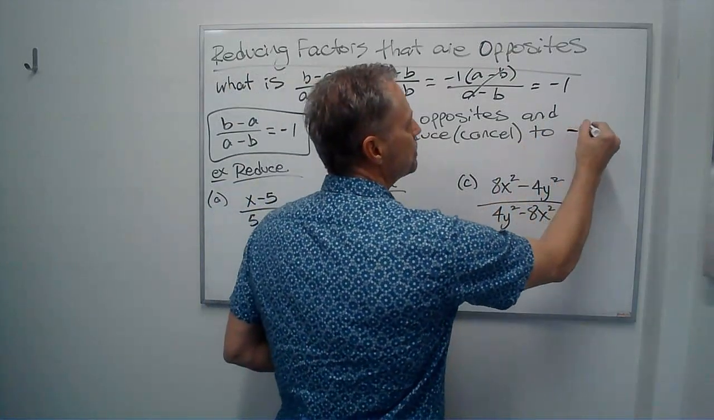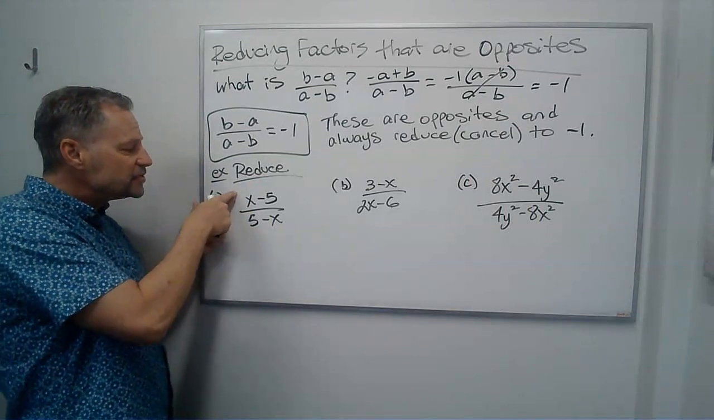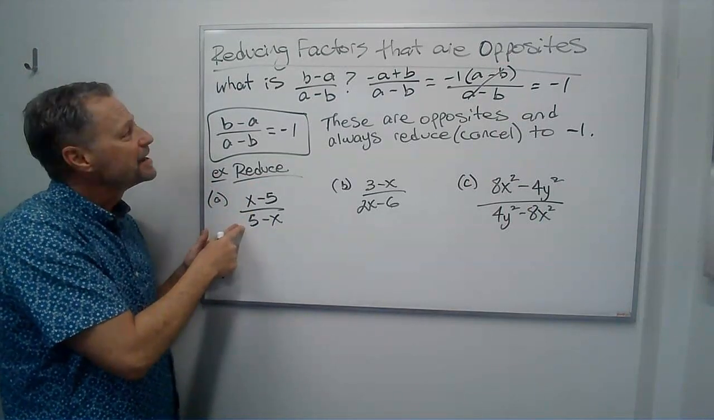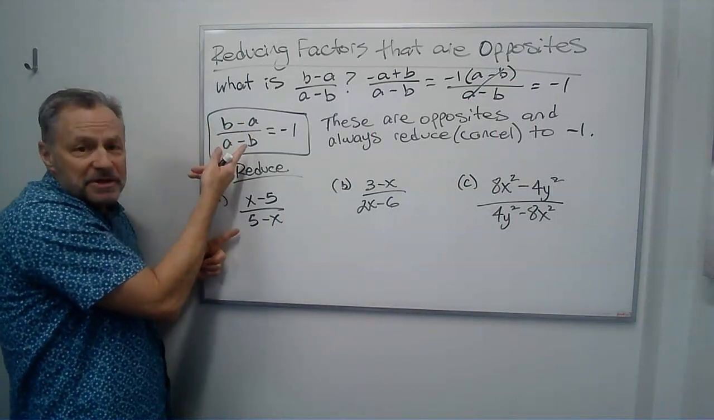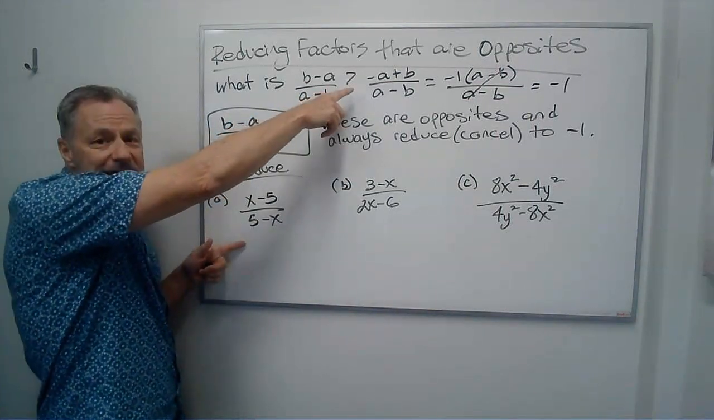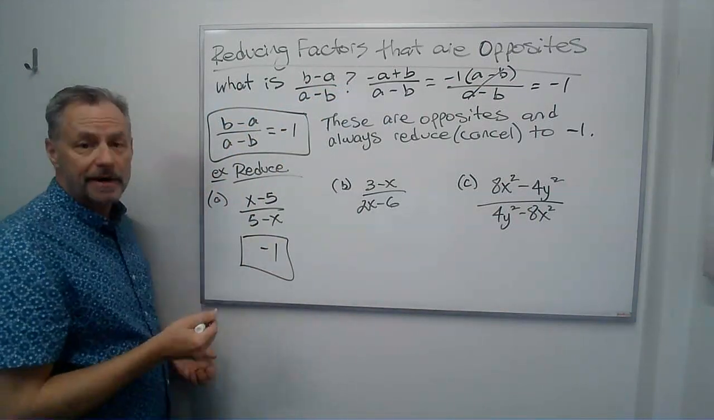These are called opposites if they're written in this order, and they always reduce or cancel to negative 1. So if I have something like this, reduce (x minus 5) over (5 minus x). Well, it's in this form where I'm just taking the minus in the middle and flipping the order. I can do the same thing I did up there, but I know it's just going to reduce to negative 1. We can just go straight there.